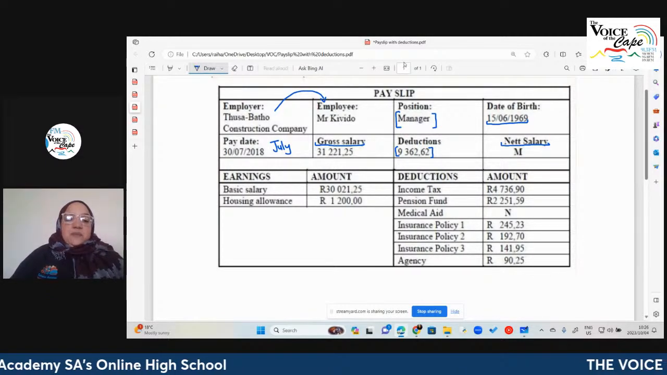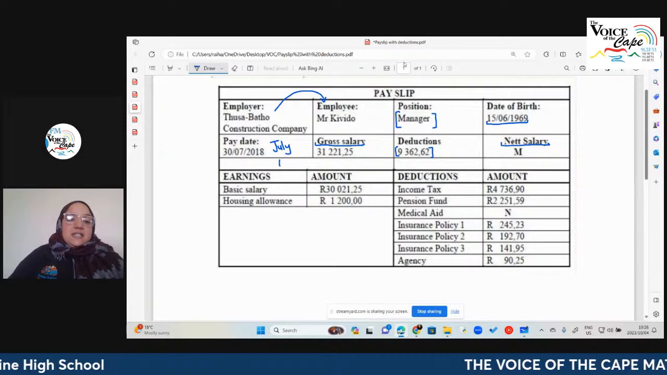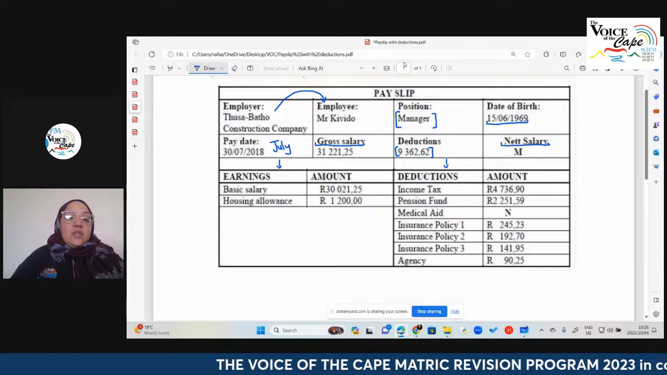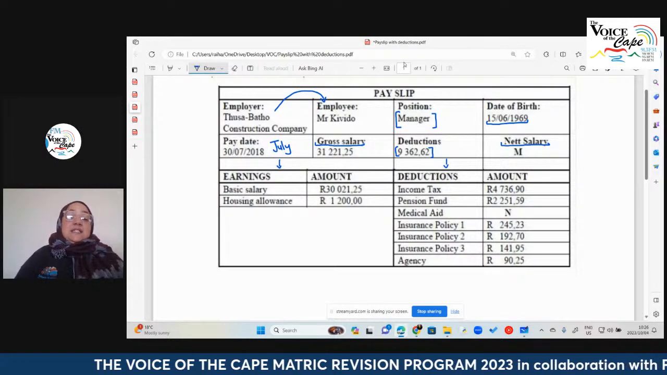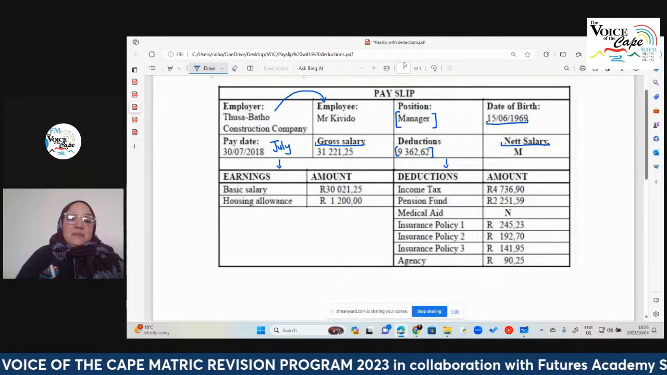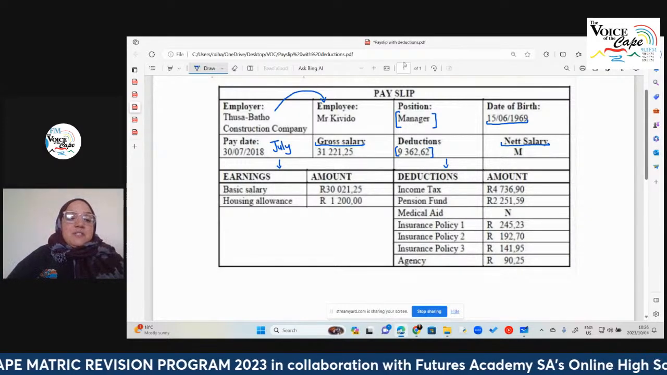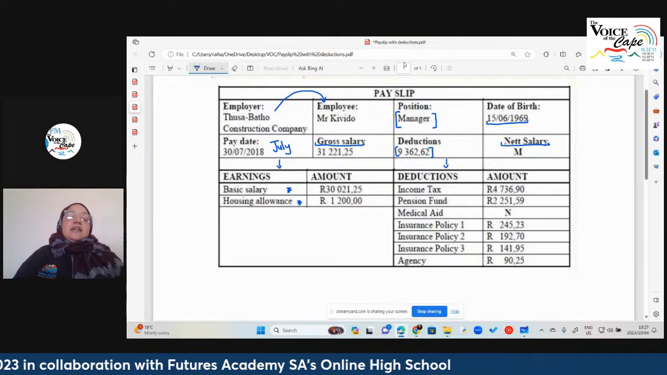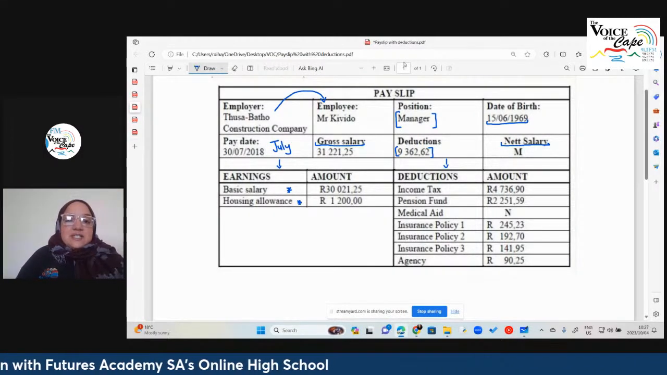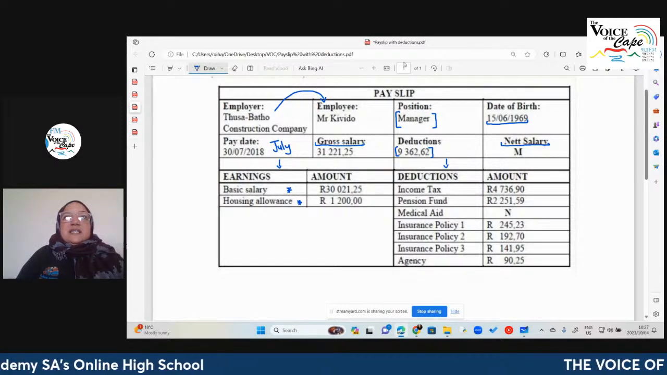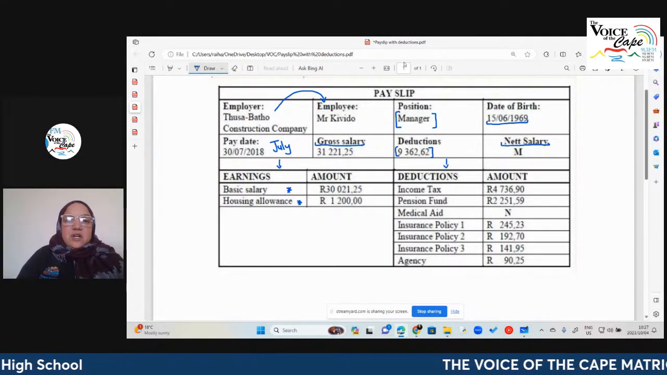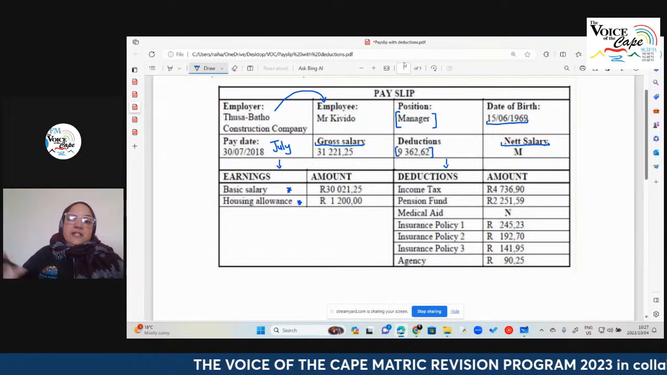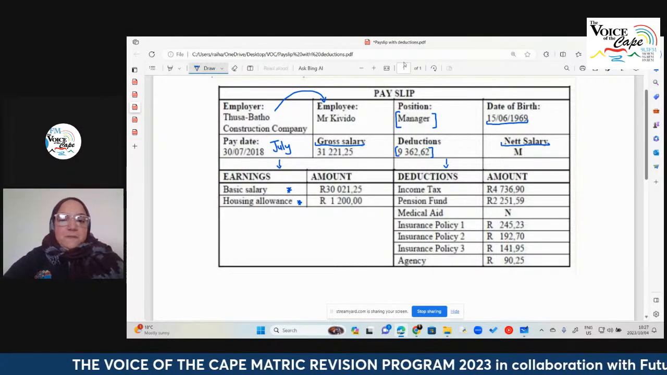Then at the bottom of the payslip, they give you his earnings and his deductions. His earnings would be all the different types of incomes that he gets from this company, which for him is his basic salary, and he gets a housing allowance. Some people get a travel allowance. If you work on commission, you'll get commission. Those are all different types of income that you can get paid.